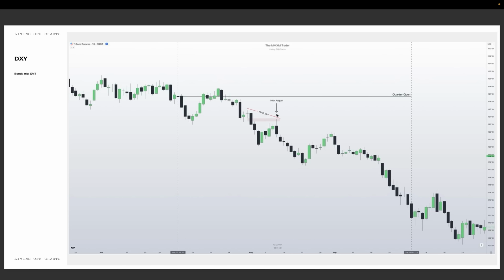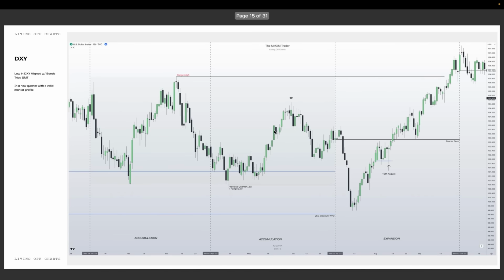This is 10th August right here, and we're going to look at DXY. 10th August is right here. So as the bonds have a triad SMT in a new quarter, with DXY having a key level, previous market profile being valid for a bullish market profile this quarter, and we have the SMT, that is a very, very strong signature that we're going to see big expansions.